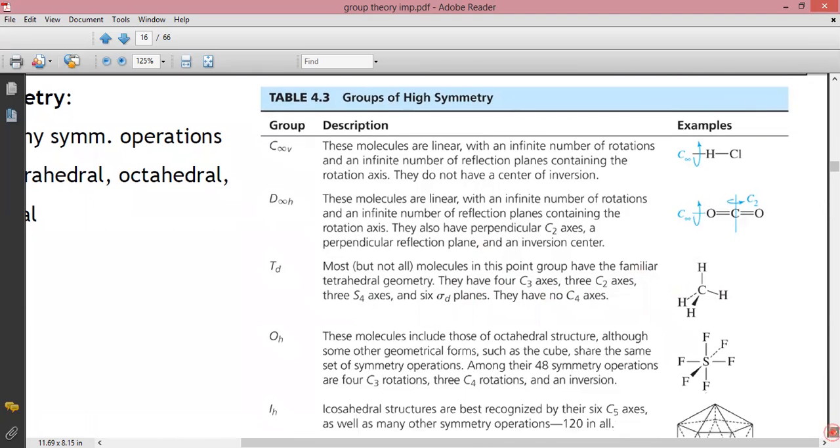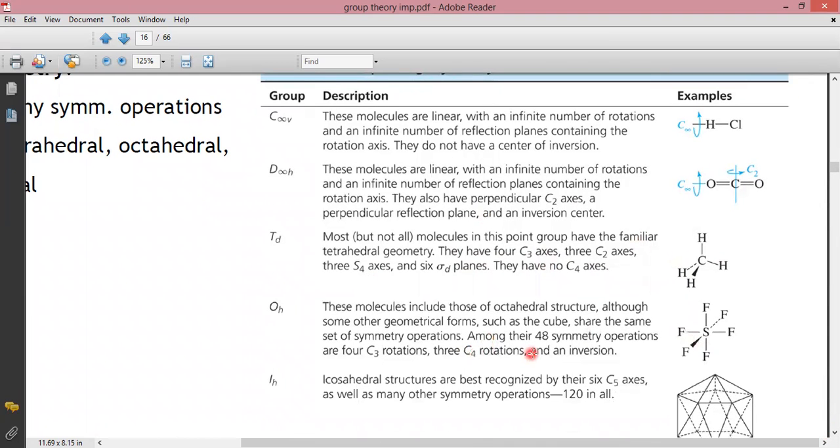Okay. Similarly, SF6 is the octahedral structure. These are the highly symmetric molecules. In this case, geometrical forms such as the cube share the same set of symmetry operations. जो cube होता है उसमें भी इतने ही operations होते हैं. There are 48 symmetry operations present in this molecule. ठीक है. There are 4 C3 rotational axes, 3 C4 rotational axes, and then inversion symmetry is also present in this molecule.